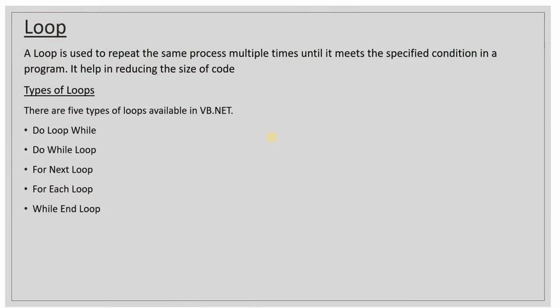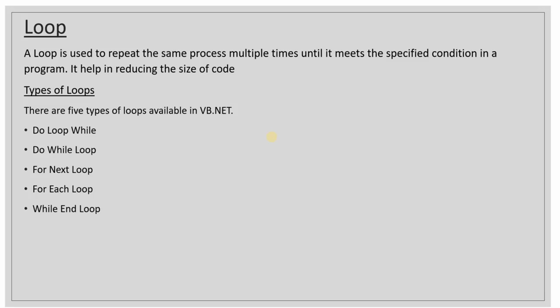What is a loop? Why do we need a loop? A loop is used to repeat the same process multiple times until it meets the specified condition in a program. It helps in reducing the size of code. It means if we want the same process to repeat again and again, we use the loop. And there are 5 types of loops in VB.NET. First is the do loop, while loop, for next loop, for each loop, and while and end loop.